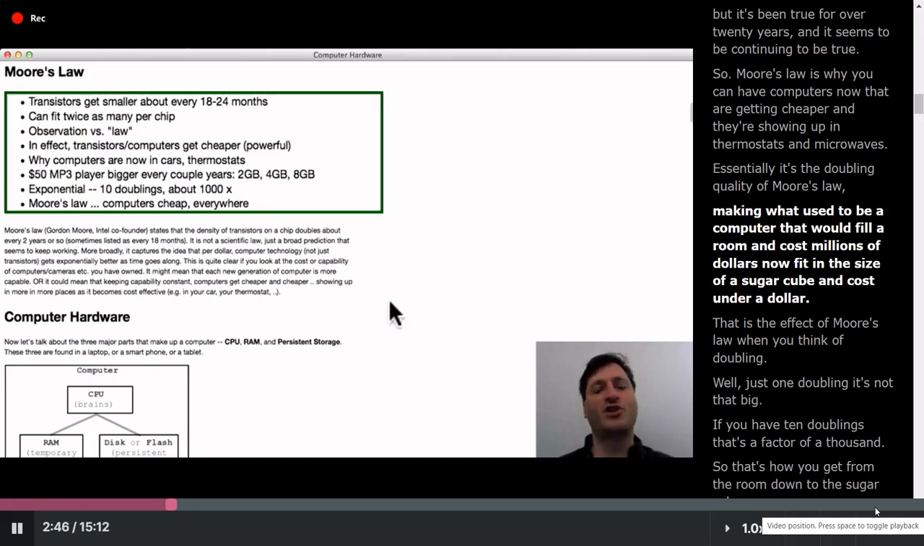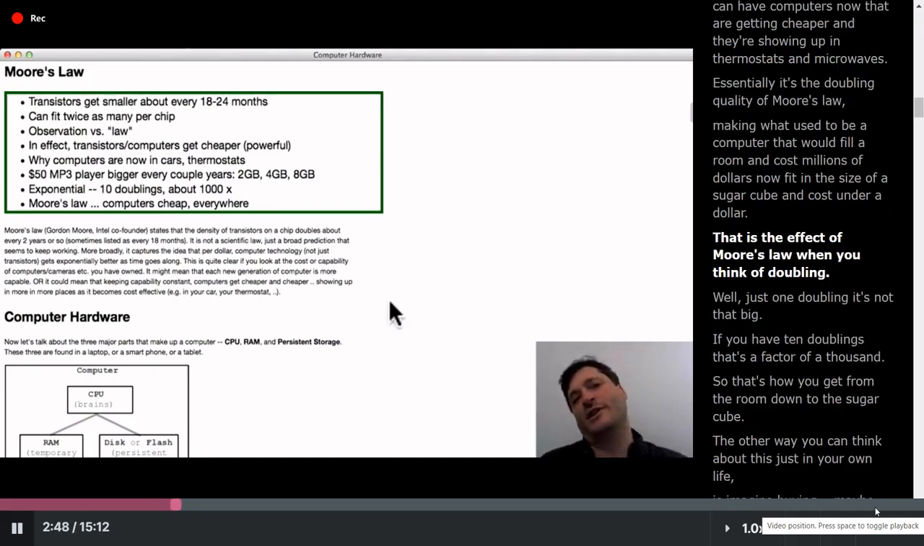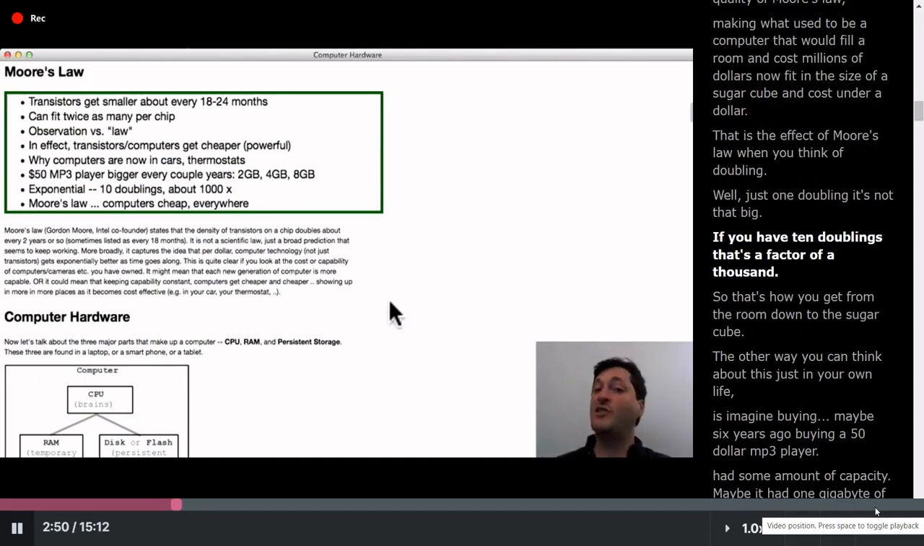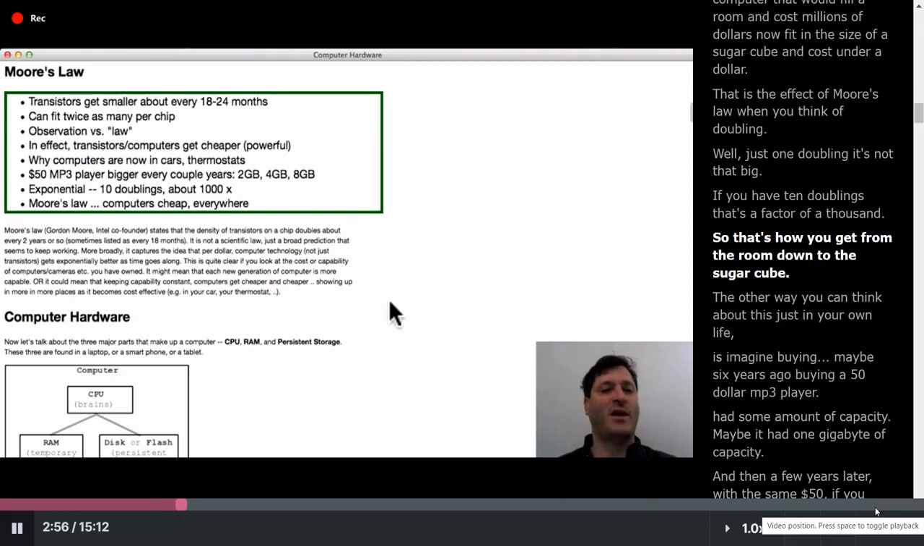That is the effect of Moore's law, where you think of doubling, well, just one doubling, it's not that big. If you have 10 doublings, that's a factor of 1,000. So that's how you get from the room down to the sugar cube.